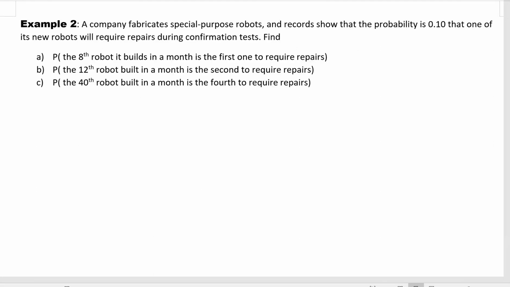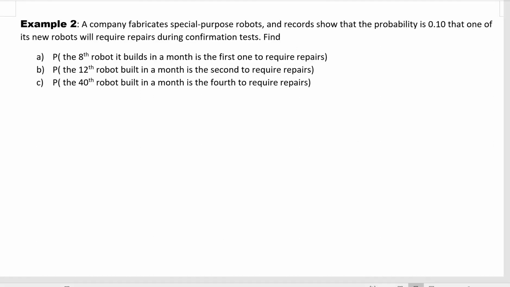A company fabricates special purpose robots, and record shows that the probability is 0.1 that one of its new robots will require repairs during confirmation tests. Find part A. The 8th robot it built in a month is the first one to require repairs. Part B. The 12th robot built in a month is the second to require repairs. Part C. The 40th robot built in a month is the 4th to require repairs.